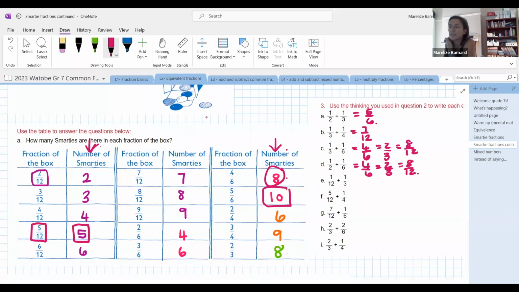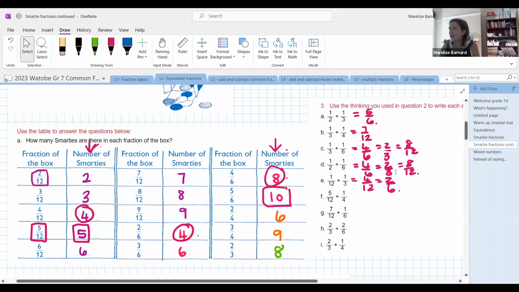And our last one, a 12th, which is 1, plus a third is 3, so that's 4 Smarties. That's here and here. So you could have said 4/12, and that's the same as 2/6. All right. Okay, guys, we're going to leave it there because it is time for the quiz.